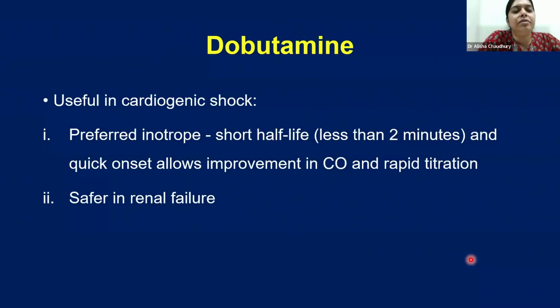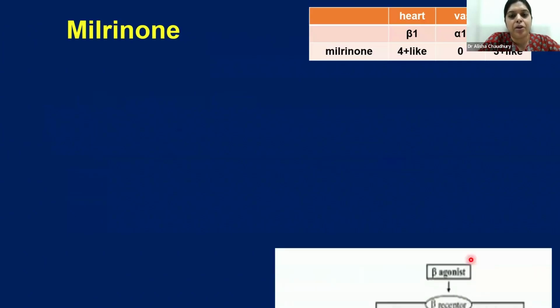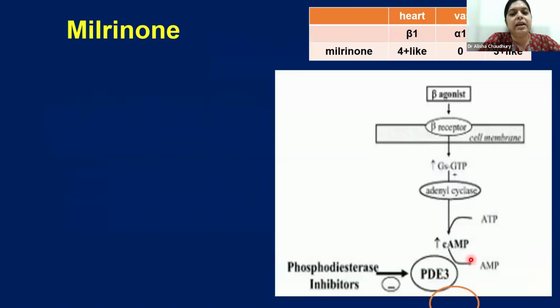When I'm mentioning safer in renal failure, there is one more drug which you must also be using in your ICUs, especially in the cardiac part and also in neurocritical care ICUs, especially these post-SAH coiling patients sometimes. It's milrinone. Now, milrinone also has beta 1, beta 2 action, beta 1 action again more compared to beta 2. But the mode of action is slightly different.